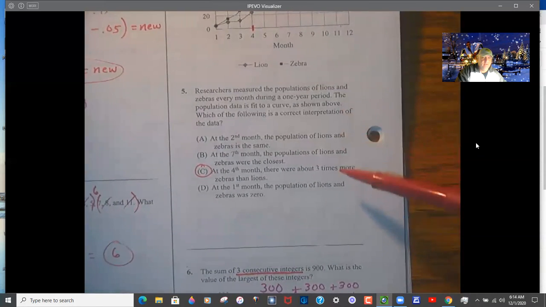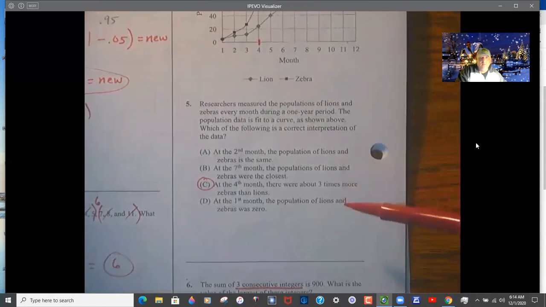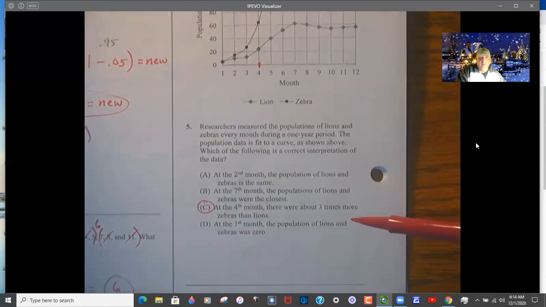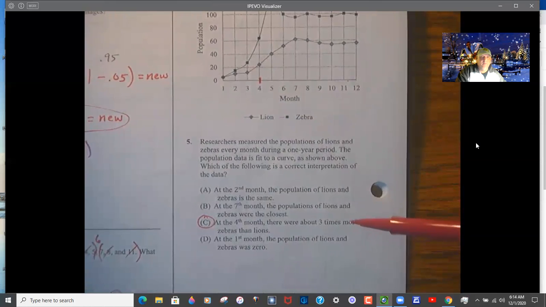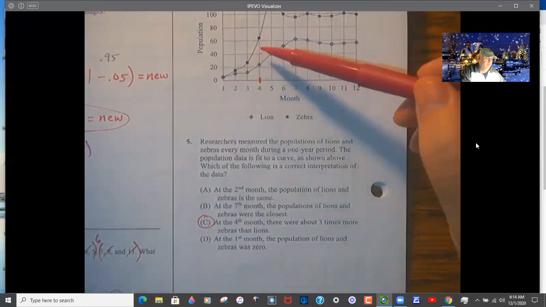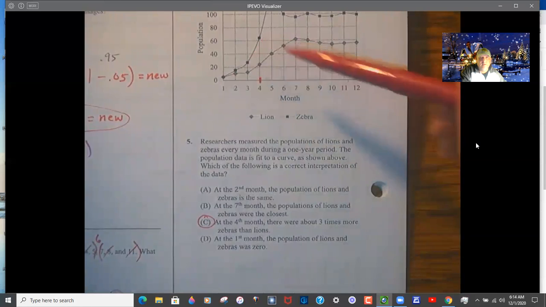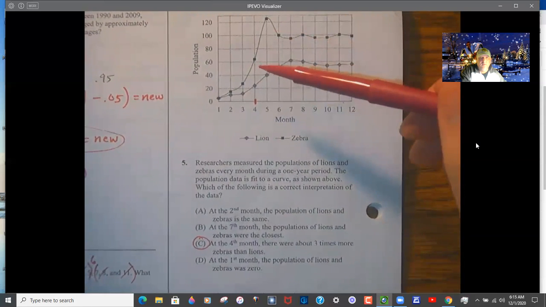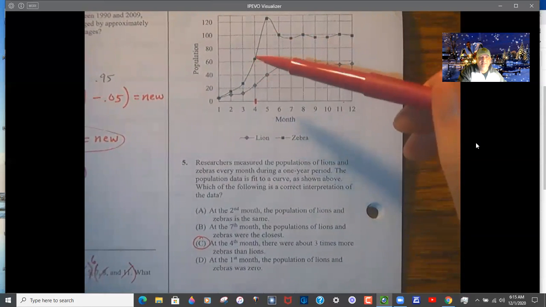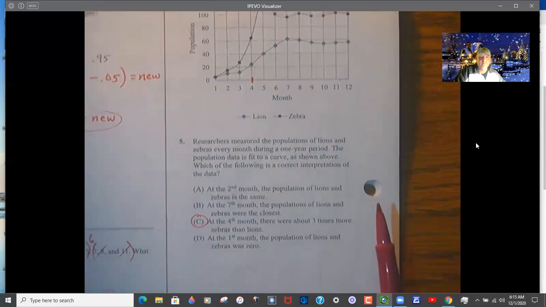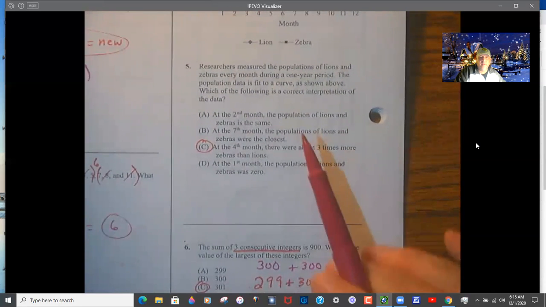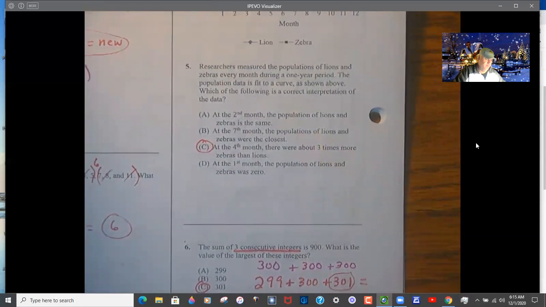Okay, which of the following is a correct interpretation? So 3 of them are incorrect. And after the 4th month, there were 3 times more zebras than lions. Okay, so it's like the lions took a break here in eating zebras. So 60 to 20. And so that's a 3 to 1. And all the rest of the statements are not true.